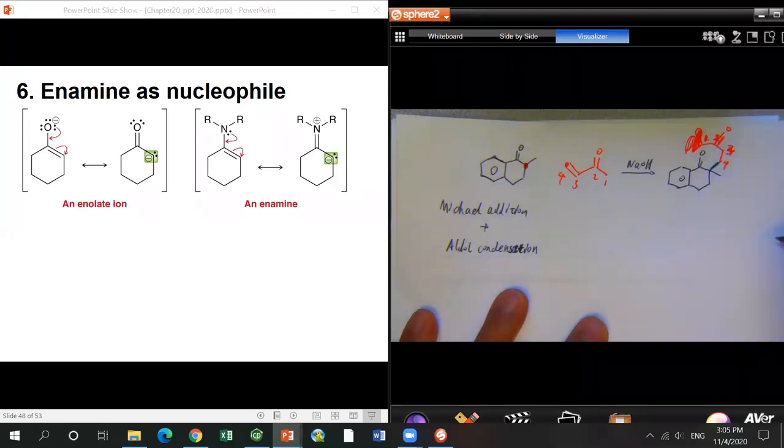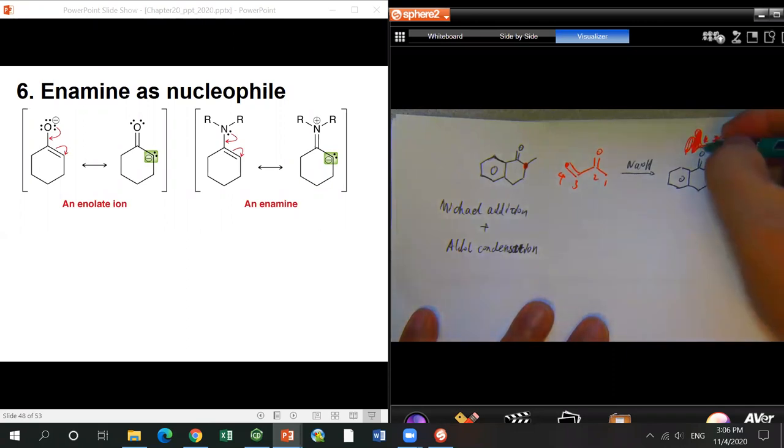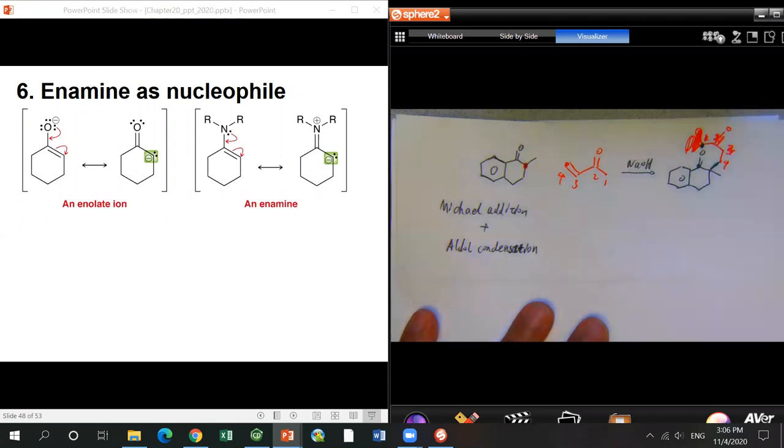All right, that's the first step done. Four carbons totally here: 1, 2, 3, 4. And then we do the aldol condensation. The aldol condensation happens between these two carbons, the first carbon and also the carbonyl carbon. You build that bond between these two.